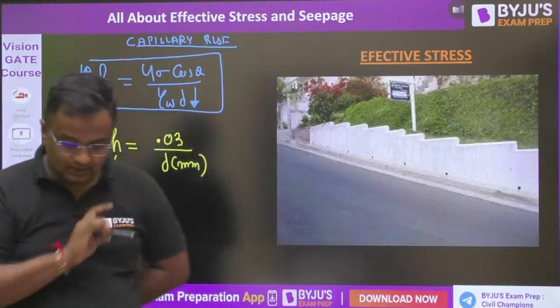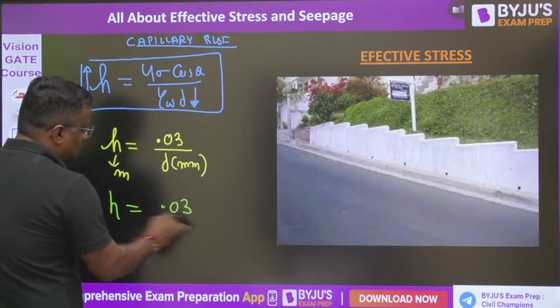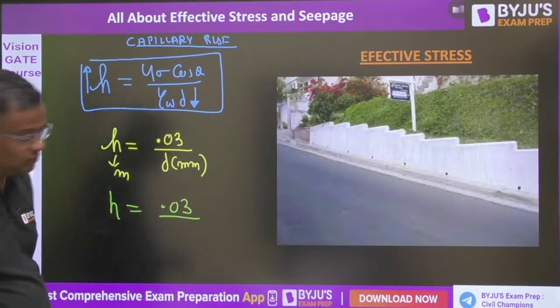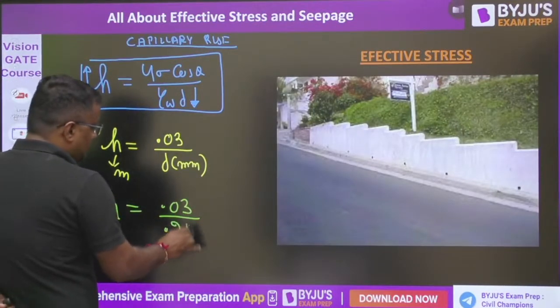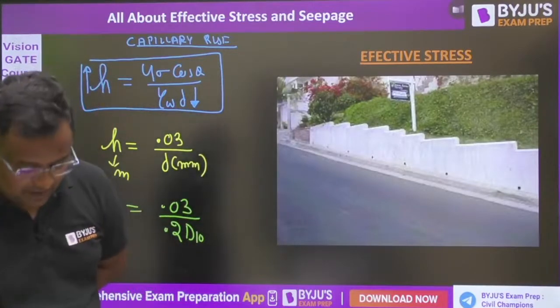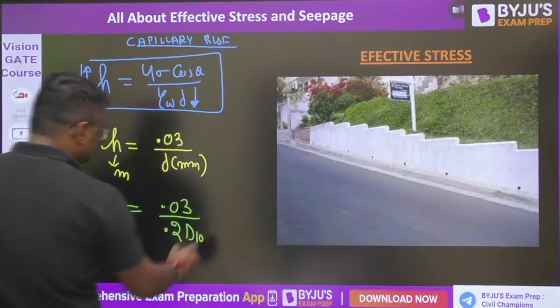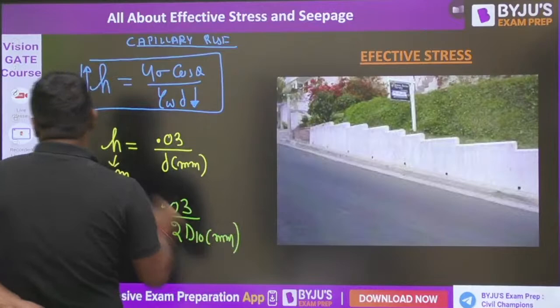Now one more formula for H, the capillary rise. All these are empirical, guys. H is equal to 0.03 into 0.2 into D10. Of course, D10 is the effective size, the diameter below which 10% of particles are finer. Here D10 is the effective size in mm, and H you will get from here.